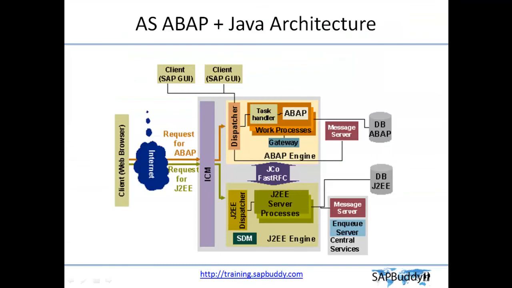Now let us see the ABAP as well as Java architecture. This diagram gives you the total overview of the ABAP as well as Java architecture. Here you can see the client, SAP GUI. So whenever you log in using SAP GUI, it will go to the dispatcher of the ABAP engine. Then it will allocate a work process to do the specific task. And you also have the message server which will do the load balancing of the ABAP system.